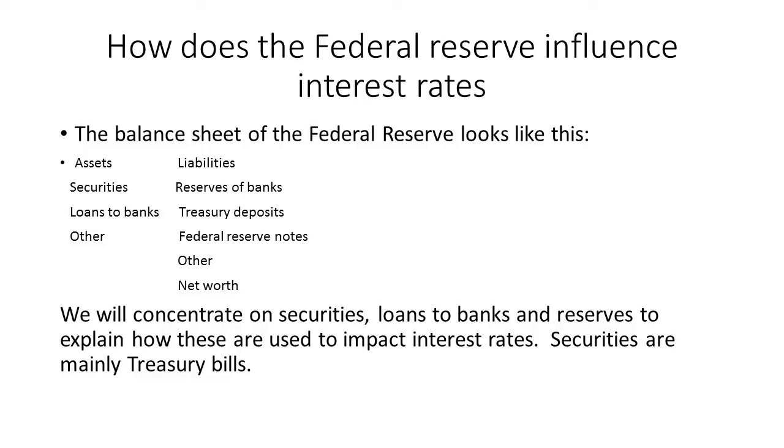Reserves of banks are basically money that banks have in the Federal Reserve. That's so they can clear checks and everything. And those are counted toward their reserves, and if they have excess reserves, they can loan those reserves out, or they can keep them as required reserves if need be. Treasury deposits are simply deposits by the federal government because they're the only people that can bank at the Federal Reserve.